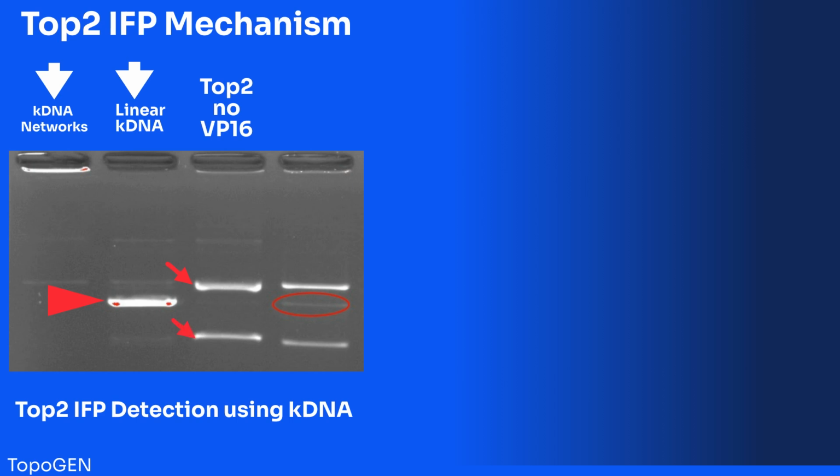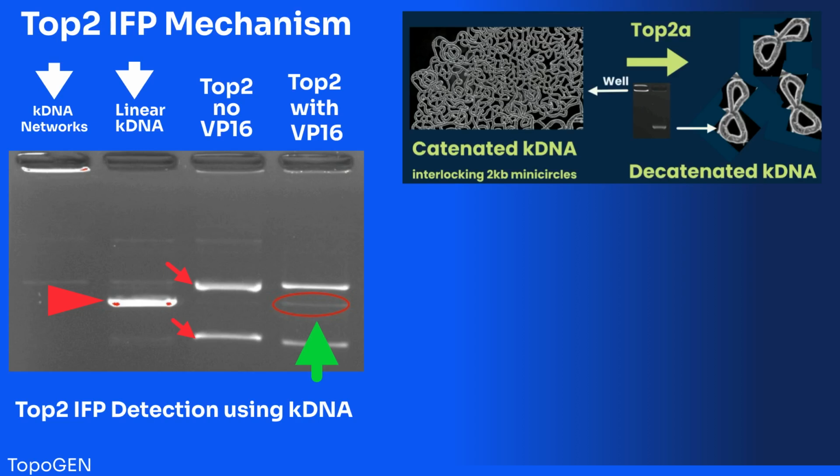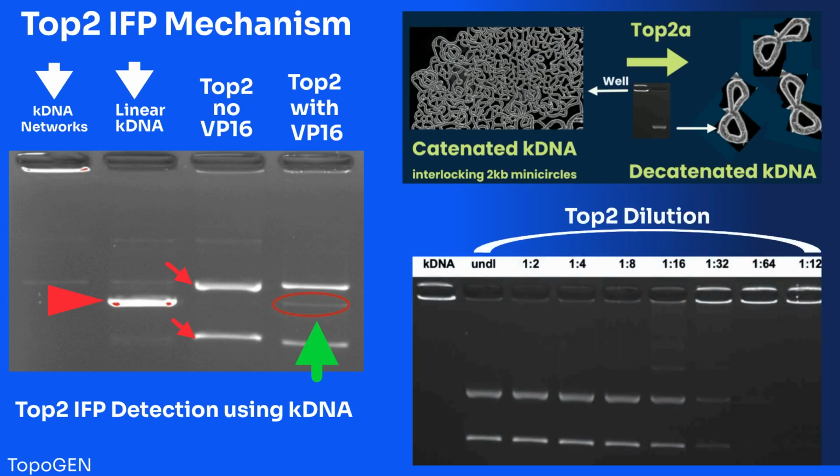The next lane shows an IFP drug result. The red circle is linear kDNA, which forms because of IFP action of VP16 and TOP2. In the absence of IFP drugs, linear kDNA is not detected. The basis for the kDNA assay with TOP2 is described here. A typical assay result is shown in the gel below, and as you can see, there is no linear kDNA formation in the absence of an IFP.